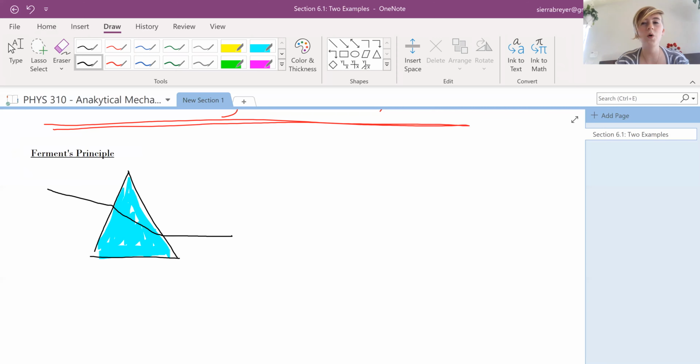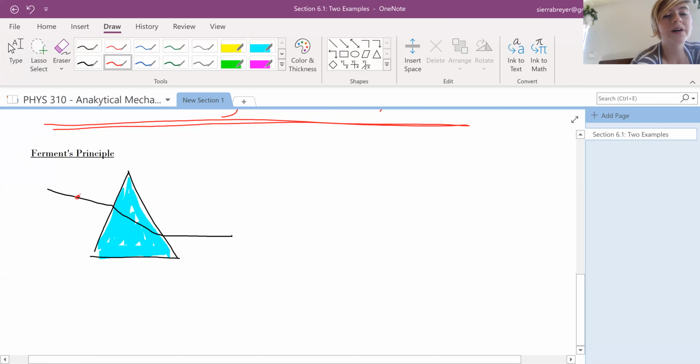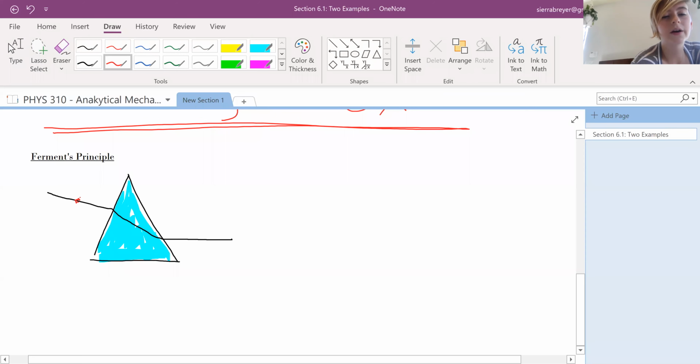So what the book calls Fermat's principle is really just stating the obvious. What the book does is say, you're traveling from one point to another. So let's say from this point to this point, maybe out here.